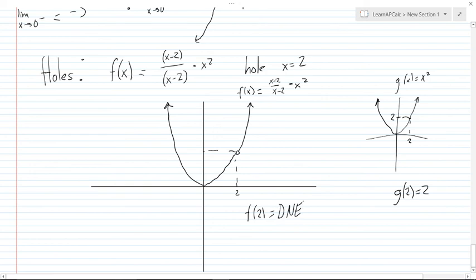So you might be wondering, well, I want to cancel these out. I don't want to keep writing x minus 2 over x minus 2. How should I write f of x? Well, we can just write it as f of x equals x squared, x cannot equal 2. So that's a good way to think about it.